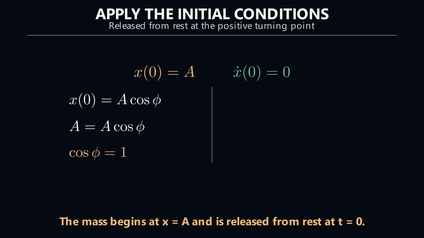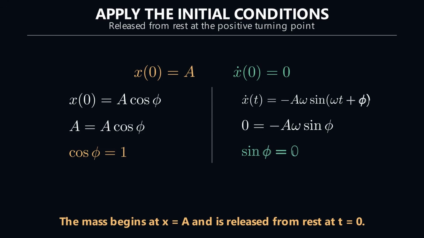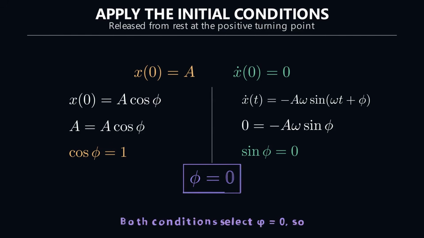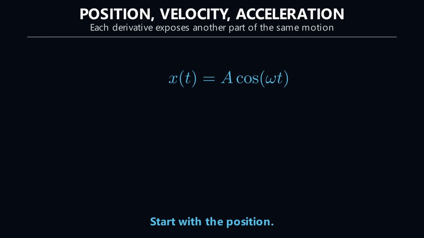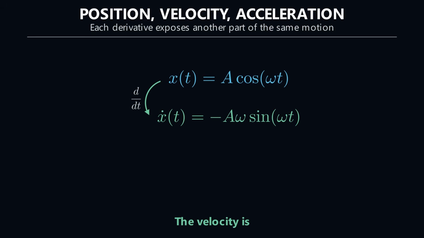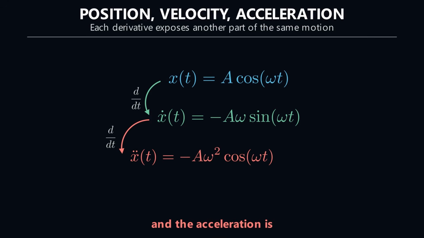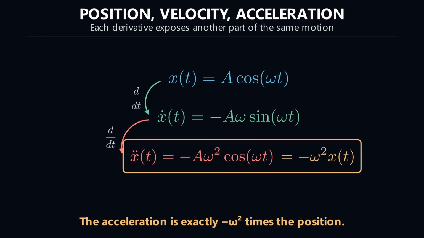If the mass begins at x equal to A and is released at t equal to 0, then phi is 0. So x of t is A cosine omega t. The velocity is x dot of t equals negative A omega sine omega t. And the acceleration is x double dot of t equals negative A omega squared cosine omega t, which is just equal to, again, negative omega squared times x of t.